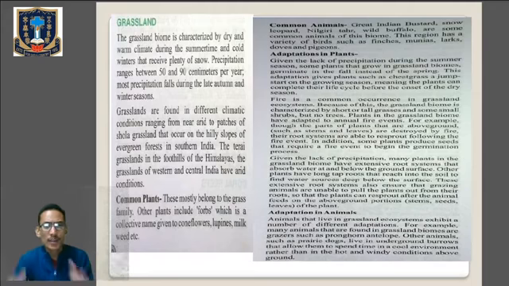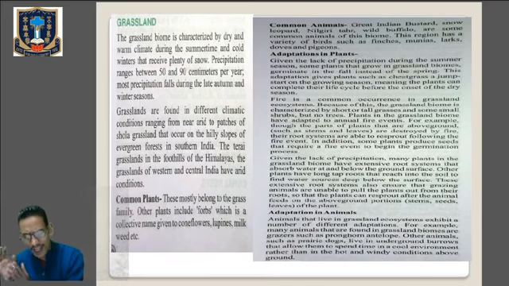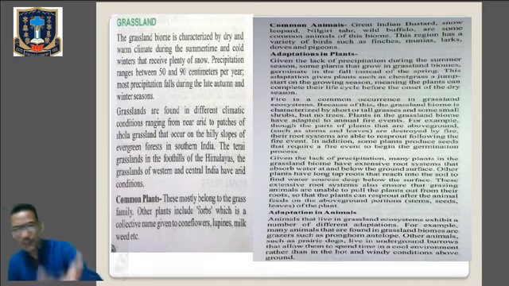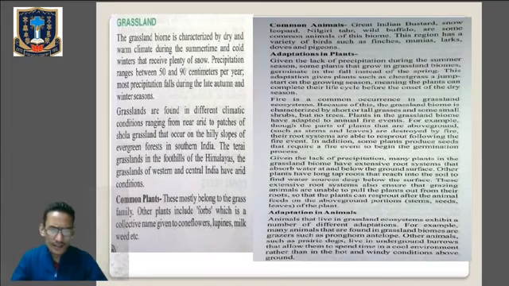Now the next biome we'll talk about is the grasslands, which is characterized by a dry and warm climate during the summertime and cold winters. Precipitation, rainfall, ranges from 50 to 90 centimeters per year, and most precipitation will be at the time of late autumn and the winter season. Grasslands are found in different climatic conditions ranging from near arid to patches of short grassland, shola grassland that occur on the hilly slopes of the evergreen forest in southern India.